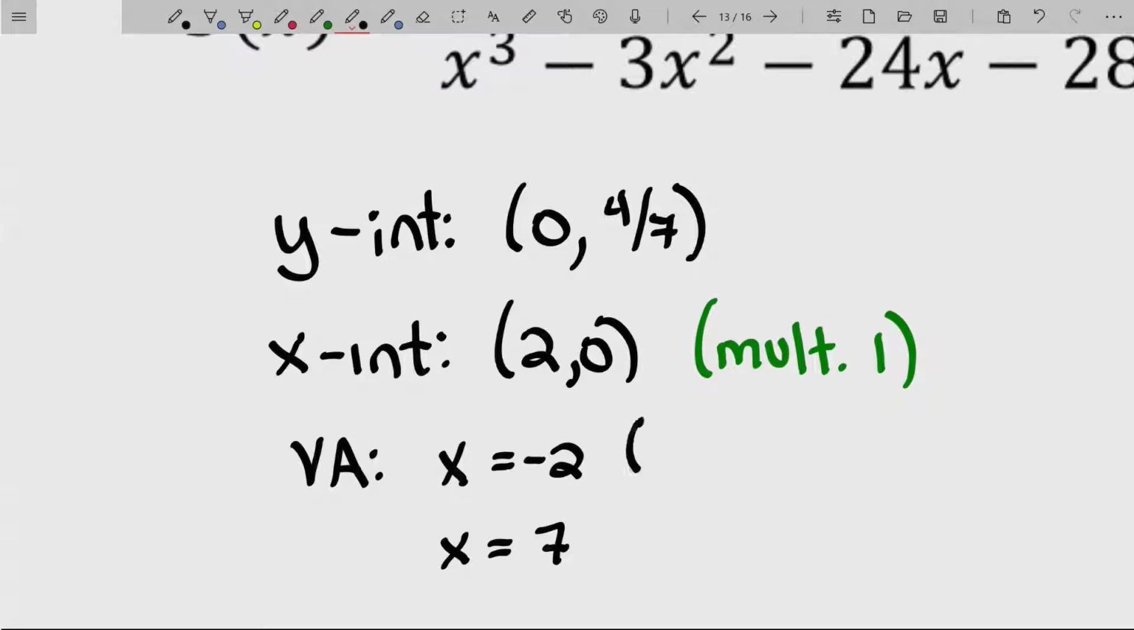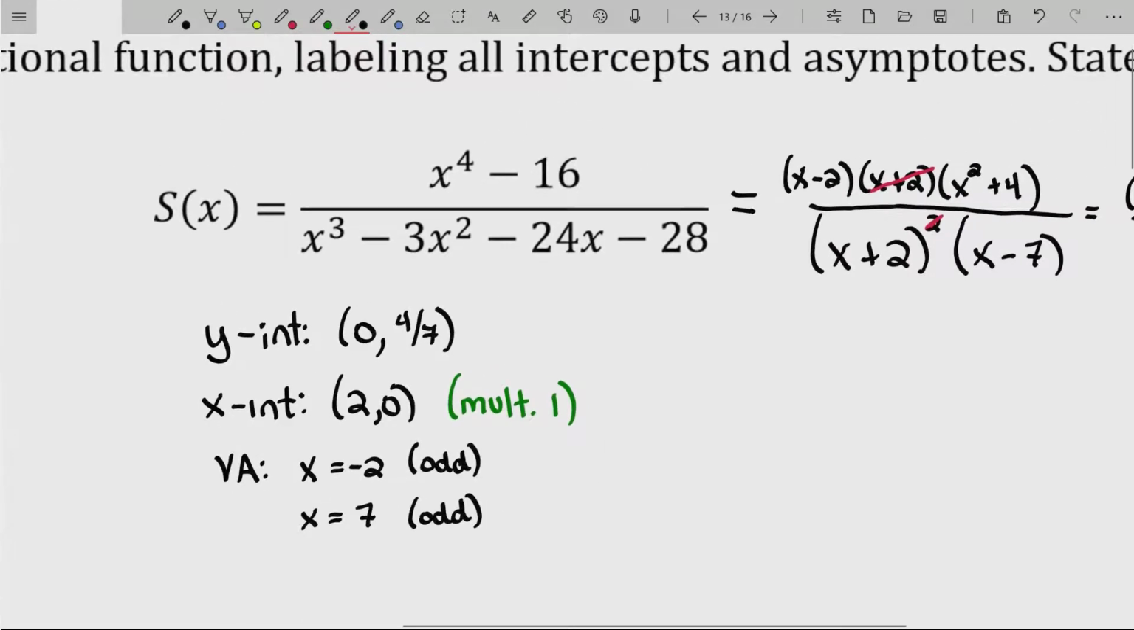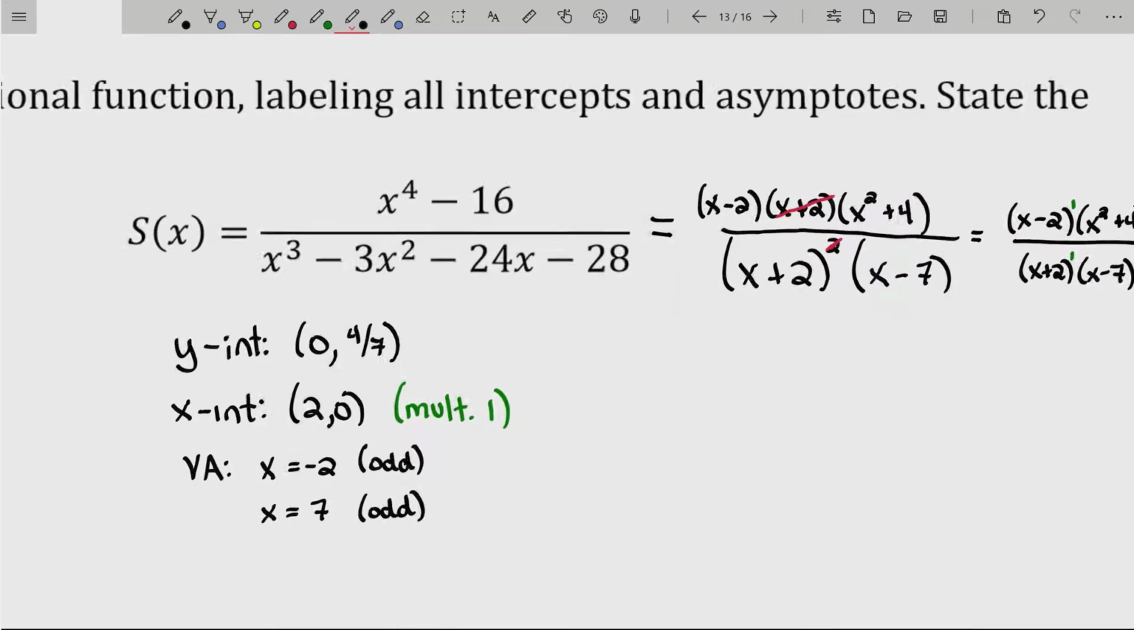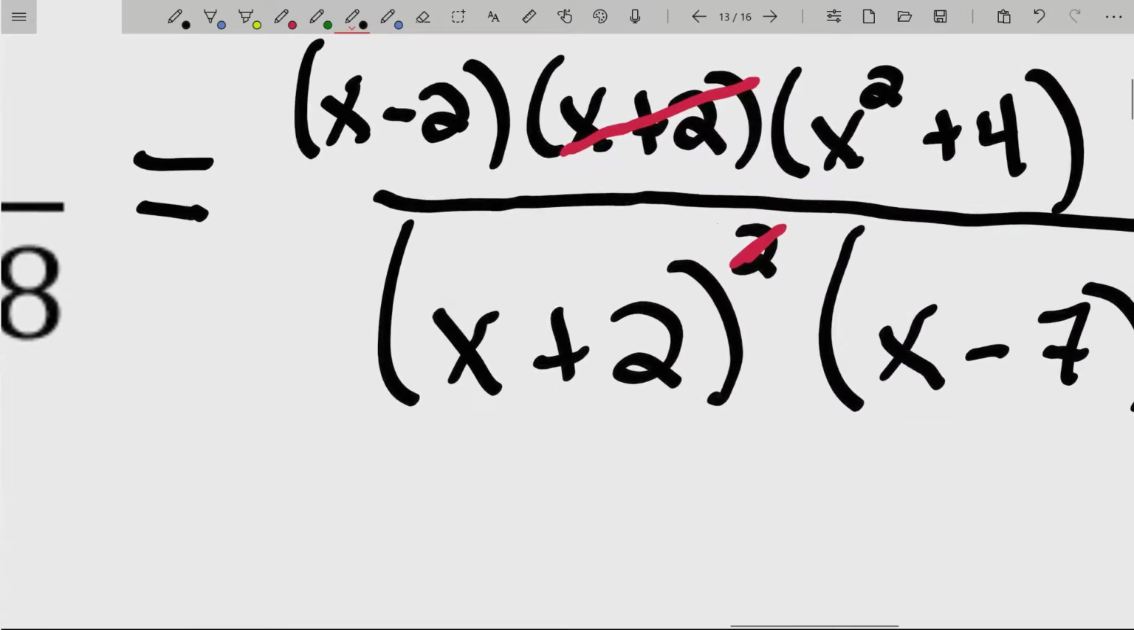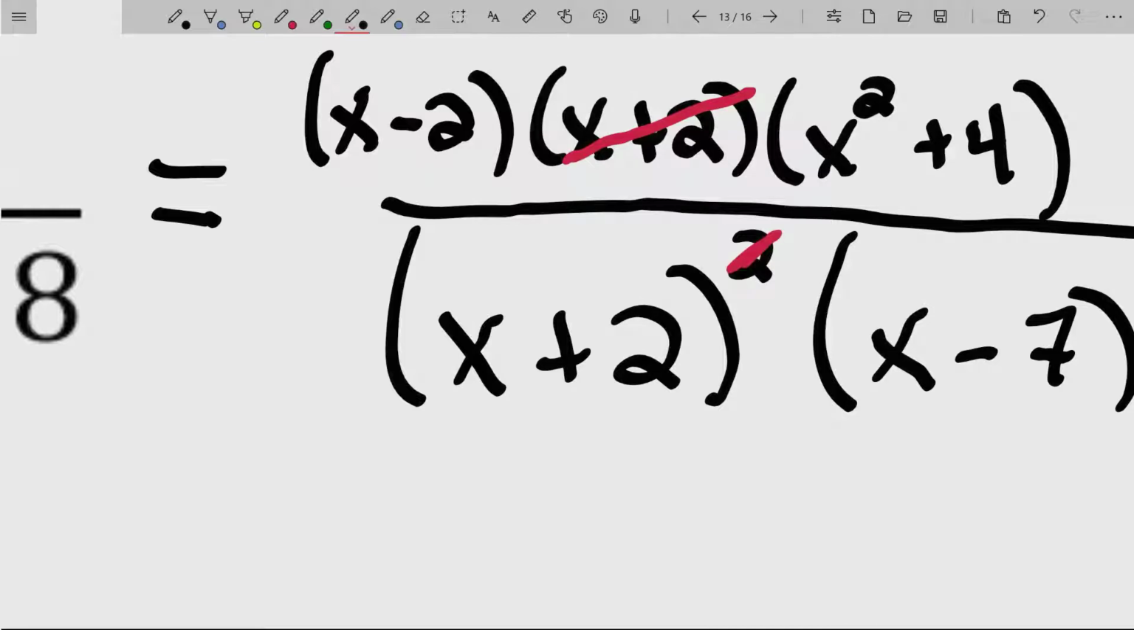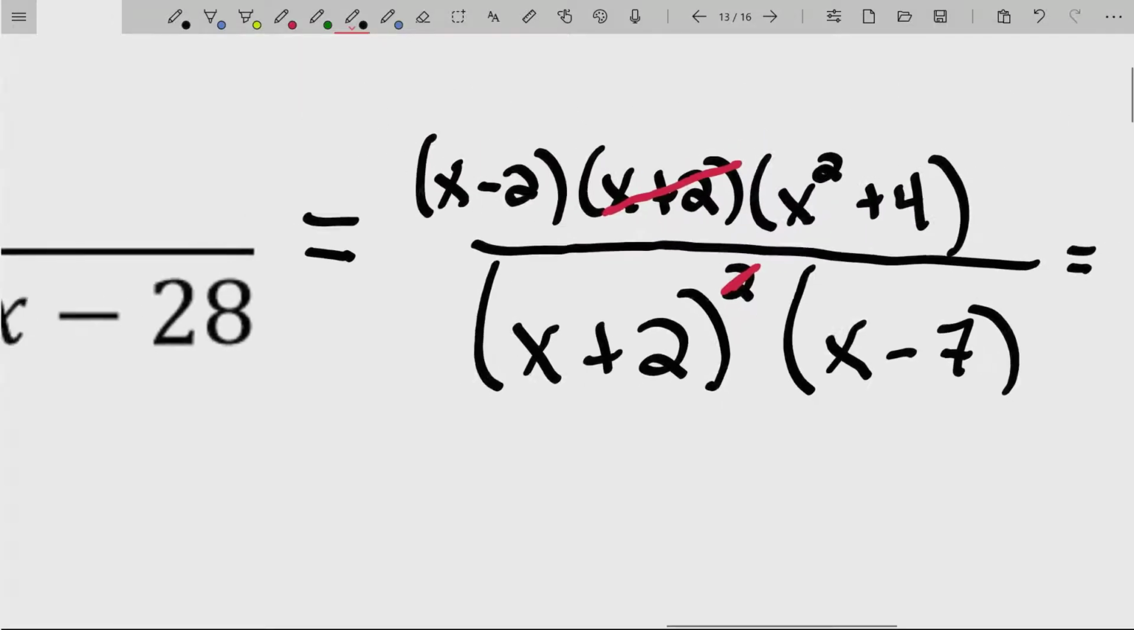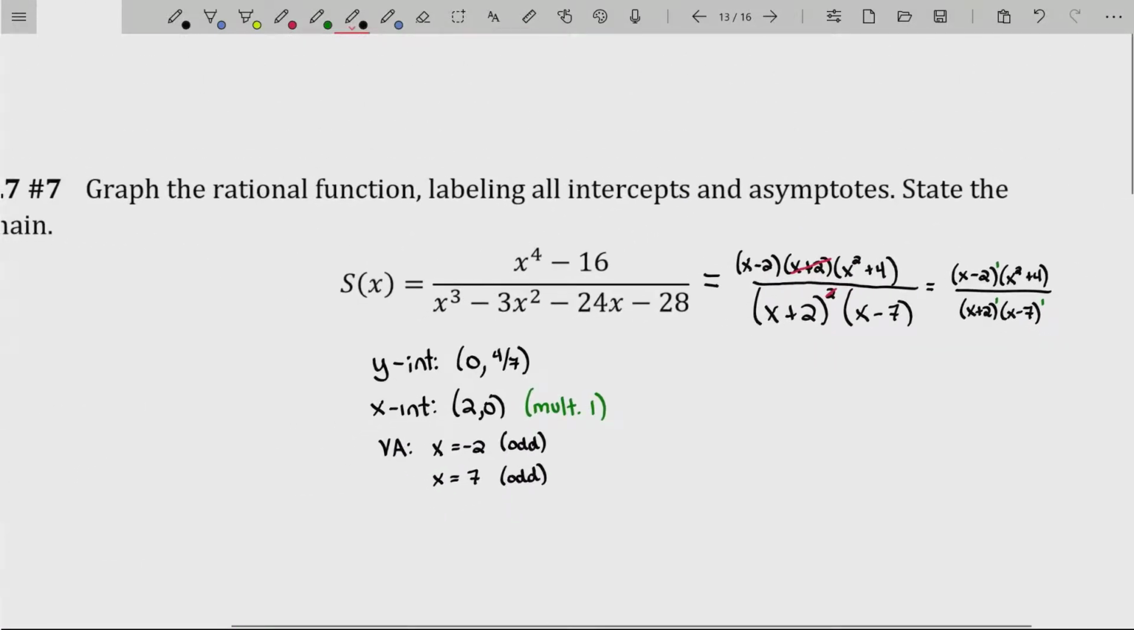Both are odd multiplicities because they both have odd powers. Do not be fooled into thinking that -2 has an even multiplicity. It doesn't. It doesn't have an even multiplicity because it got canceled. That's critical. And then finally, the horizontal asymptote, if there is one.